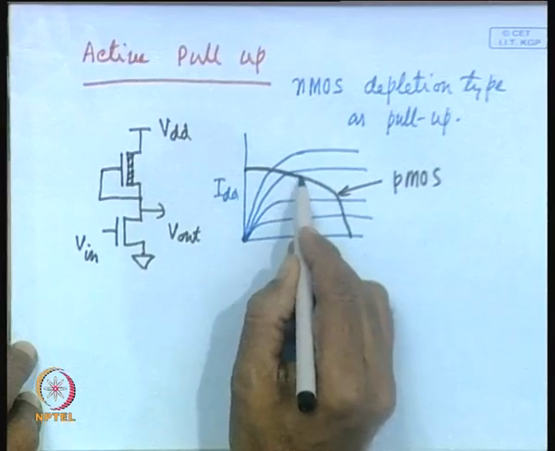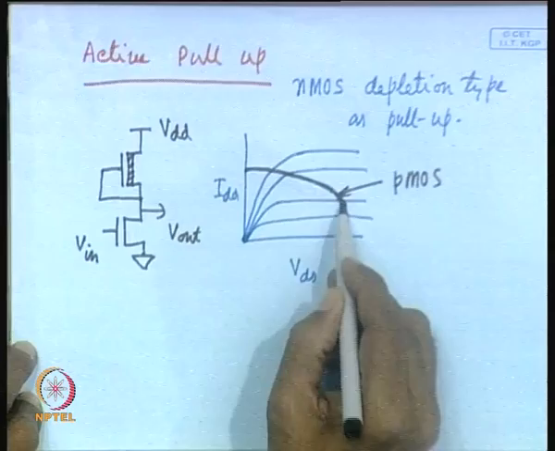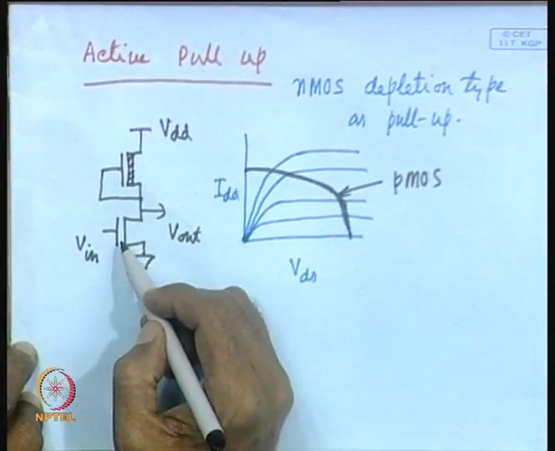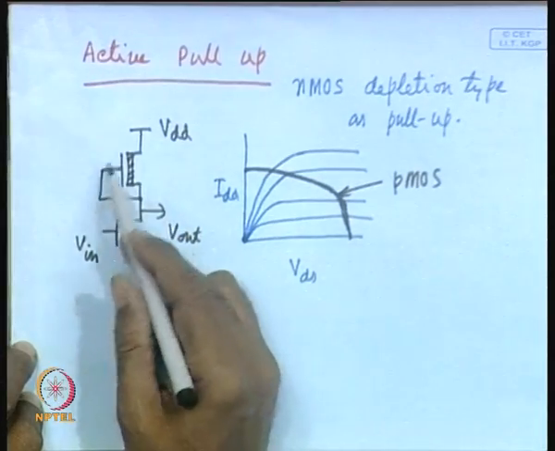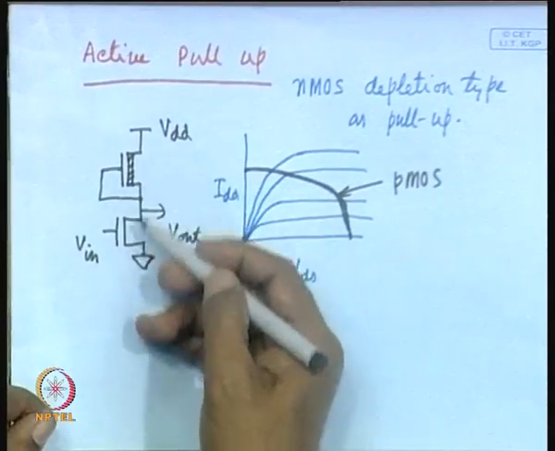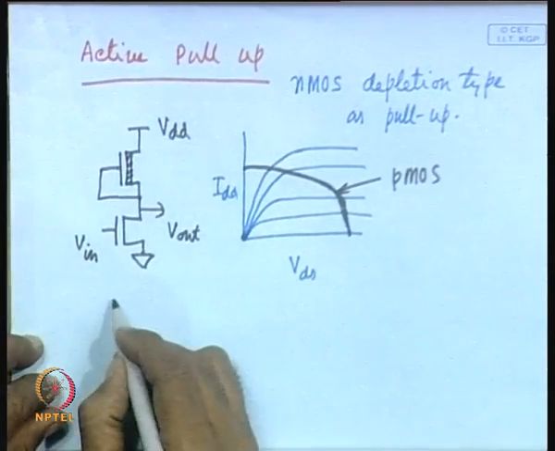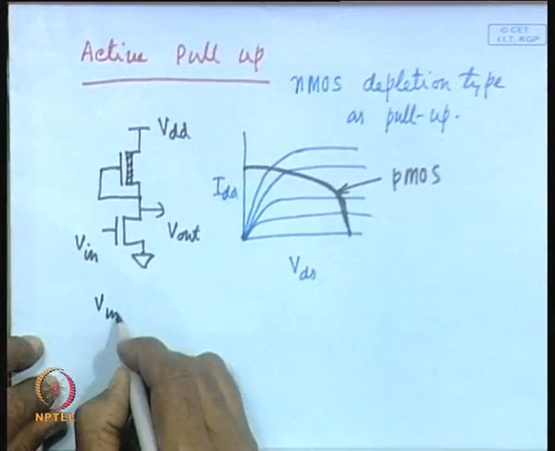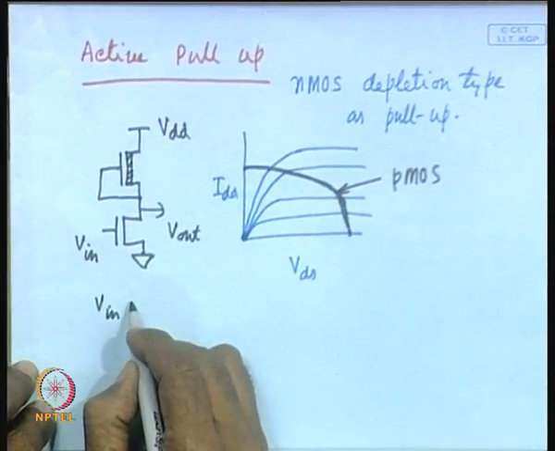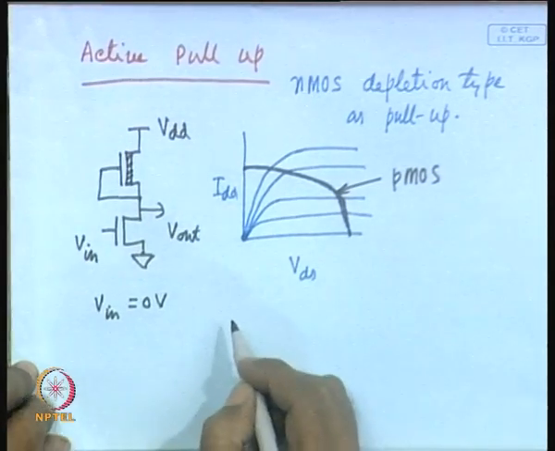So, the transistor is in linear region in this part and in saturation region in this part. In this case, as the input changes from 0 to VDD, how will the output behave, or in what conditions will this transistor and that one be? So, when the input voltage V in is equal to 0 volt, then what will happen?